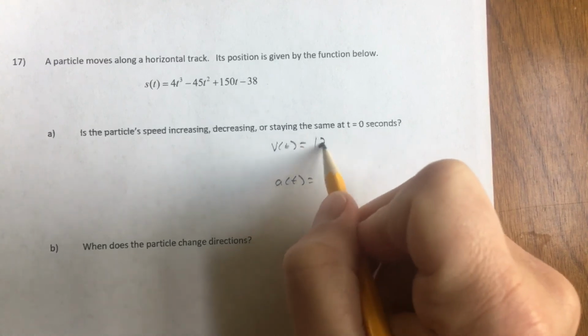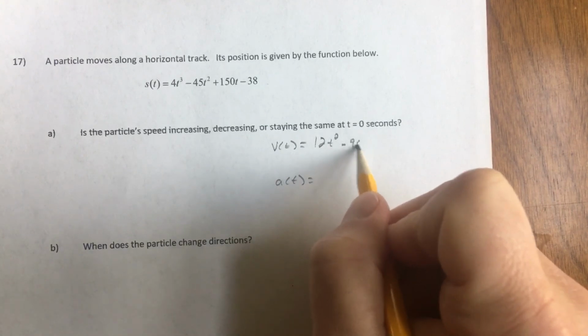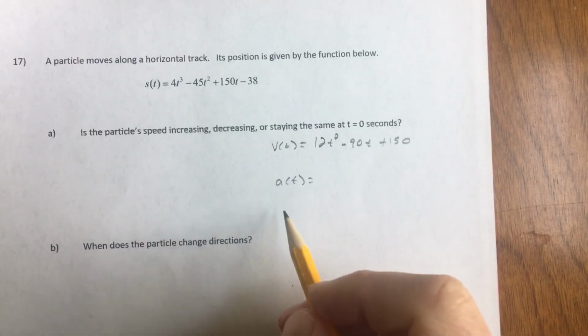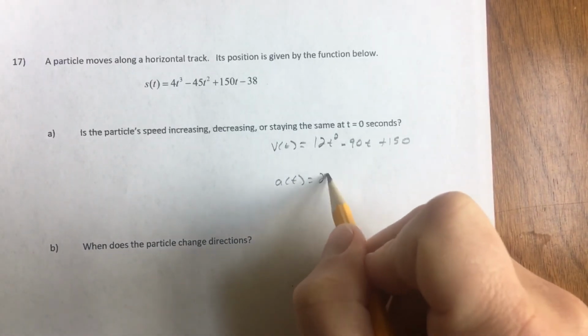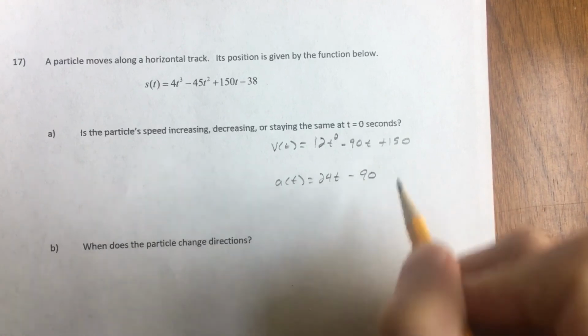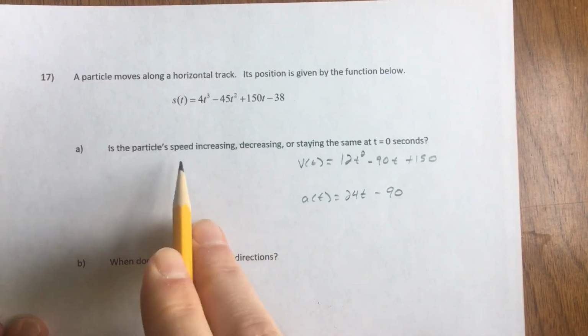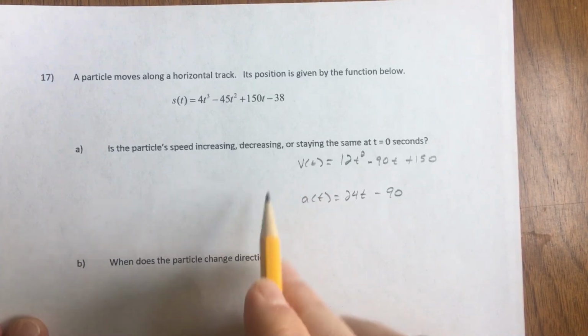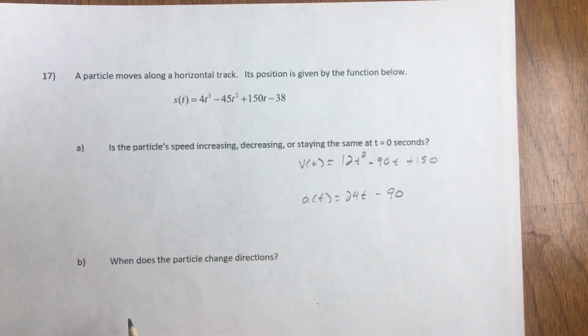So it would be 12t squared minus 90t plus 150. For the acceleration, that's the derivative of velocity, which would be 24t minus 90. Okay? Now, when we want to talk about speed going up or going down, we can't just look at one or the other. We have to look at them both together and see how they interact.